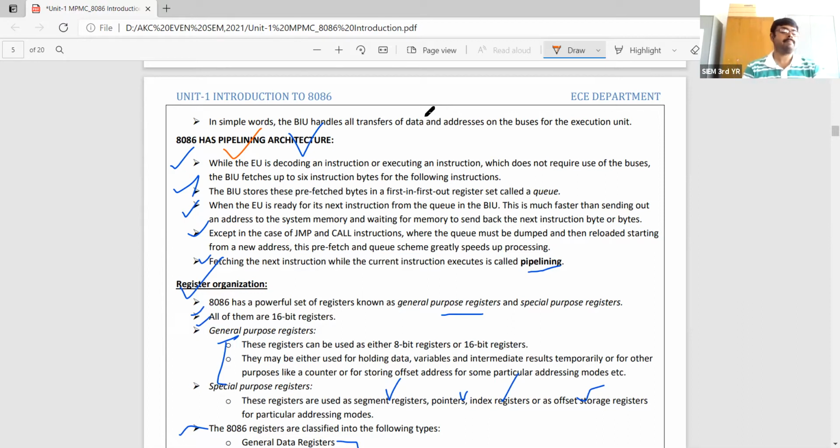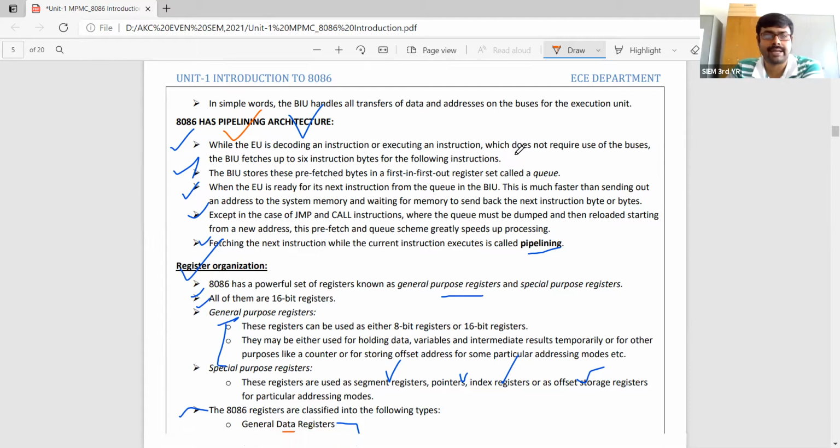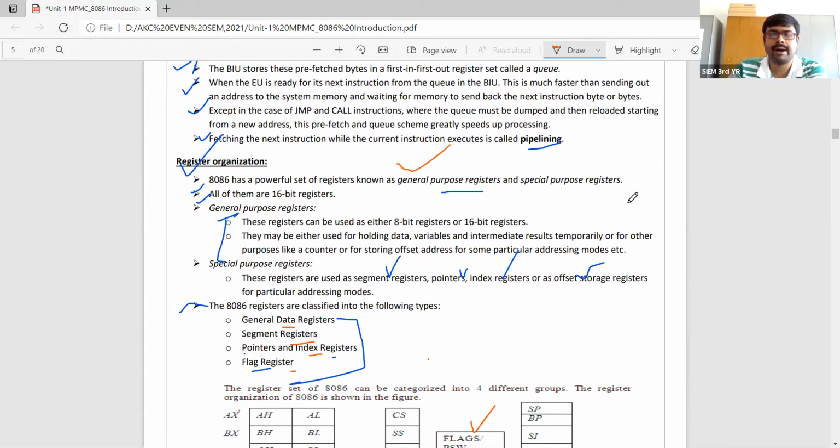What is the purpose and the advantage? The advantage is that the processor will be much speedier; the processor speed will be increased. Next, we discussed the register organization and the classification of registers. We classified them into two parts: one is the general purpose register, and the other is the special purpose register.